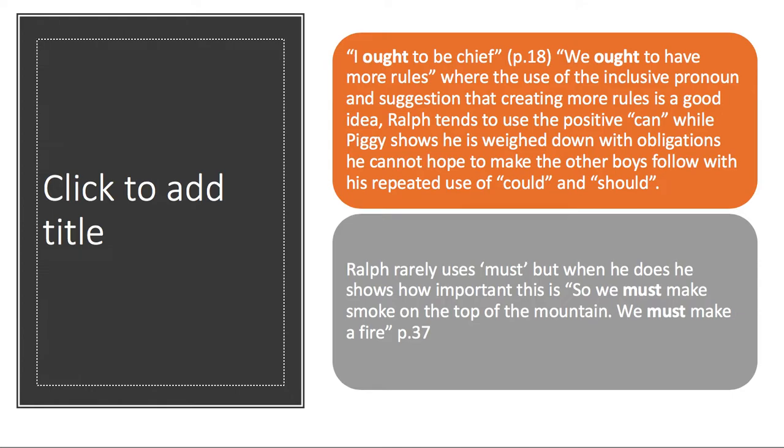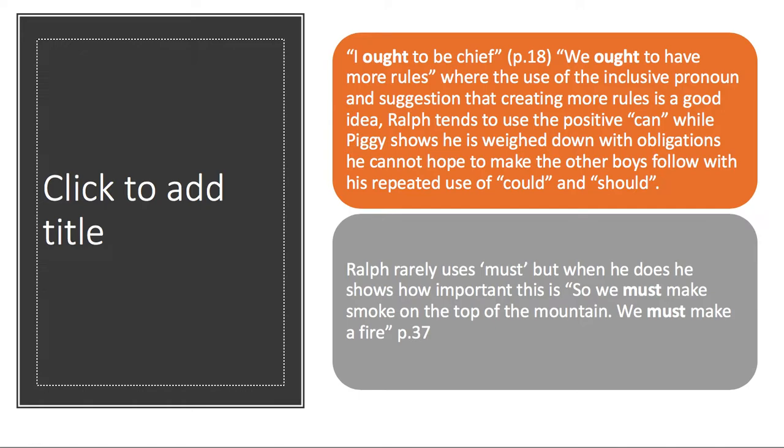So let's think about the top orange box. We have obviously Jack here. I ought to be chief. We ought to have more rules. Ralph uses the positive can, and Piggy often uses could and should, and it shows us a lot about them.